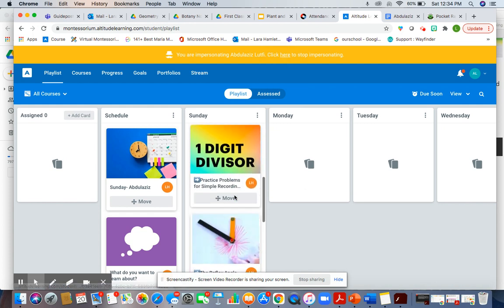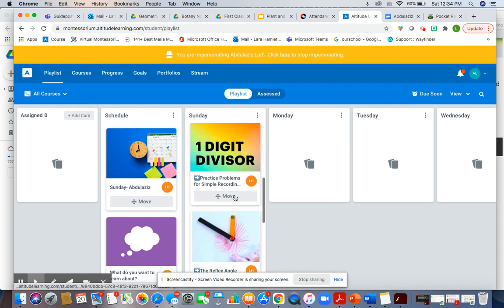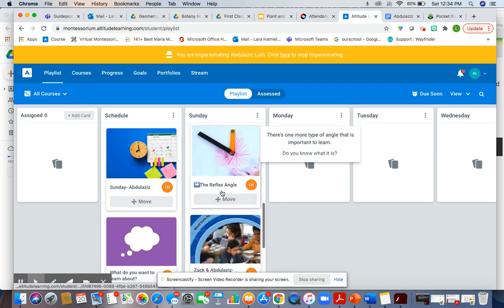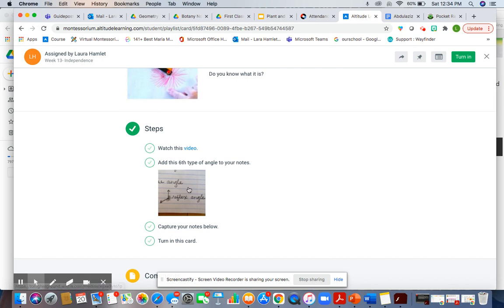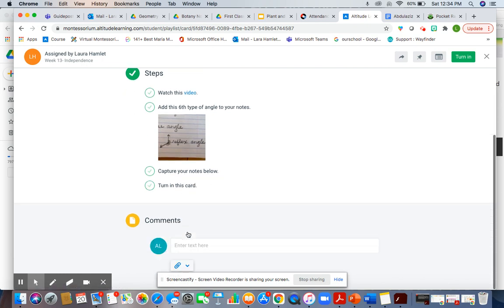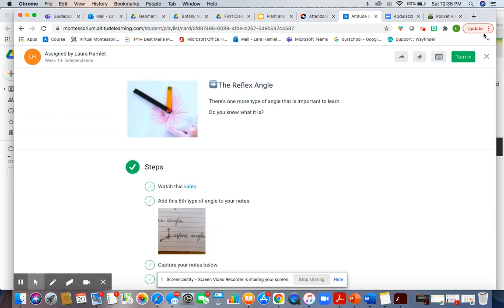If you go onto your Sunday works, you'll see that there is a card called Reflex Angles. Just like it's listed in your work journal, this is a card that you can open, watch a lesson, take the notes, capture a picture of your work below, and then turn in the card.